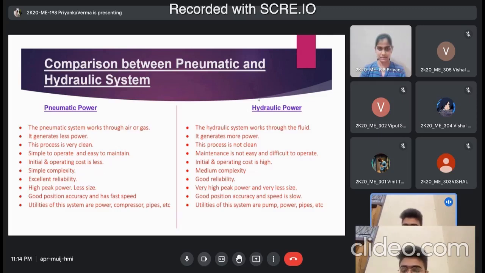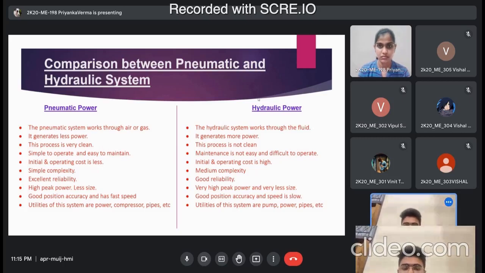Initial and operating cost is low in pneumatic power, whereas in hydraulic power it's high. Pneumatic power has simple complexity, excellent reliability, high peak power. Hydraulic power has medium complexity, good reliability, very high peak power, and very small size. Pneumatic power has good position accuracy and fast speed, whereas hydraulic power has good position accuracy but low speed. Utilities of the pneumatic system are a power compressor and pipes. Hydraulic power utilities of the system are pump, power, pipes, etc.